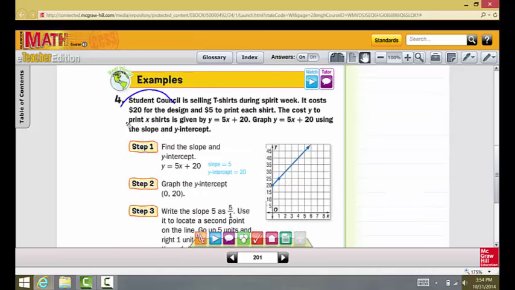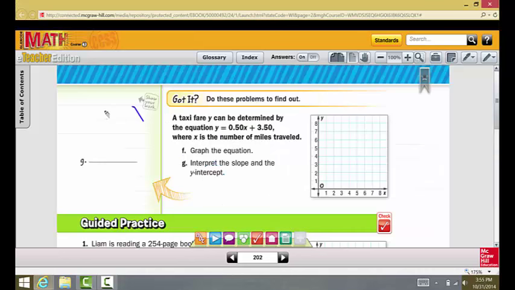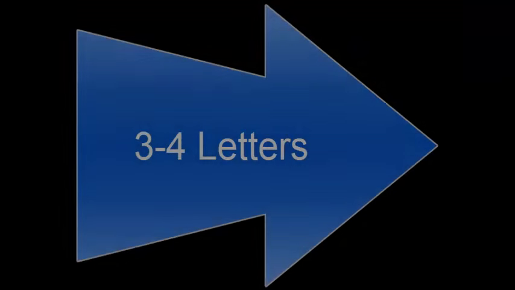We have to pay for a $20 design fee. So right from the start, before we print a single T-shirt, we're going to cost $20. And then it's going to go up at $5 per shirt. So each shirt is $5. And that's why we have Y equals 5X, 5 times the number of shirts, plus the original $20 setup fee. The slope, again, is the rate of change, and the Y-intercept is the amount, the set fee that we start with. Please press pause and do letter G.